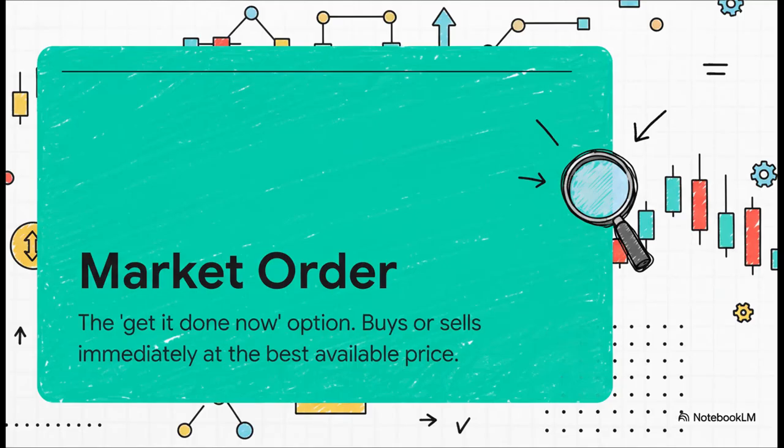So think of the market order as your get it done now button. You hit this when speed is everything. You want in immediately, and you're cool with taking whatever the best available price is at that exact second. It's the fastest, simplest way to trade.